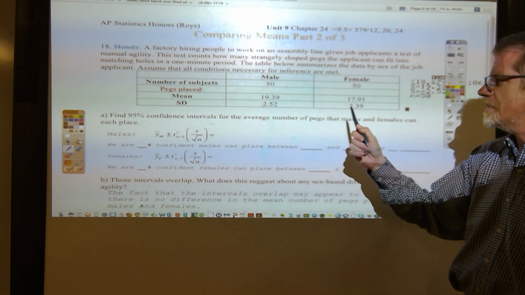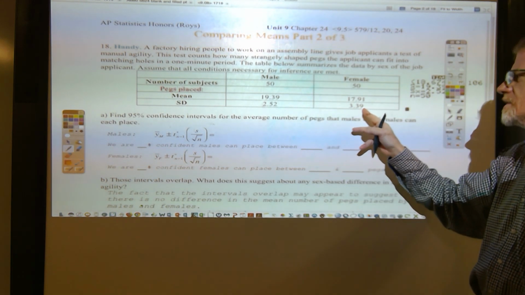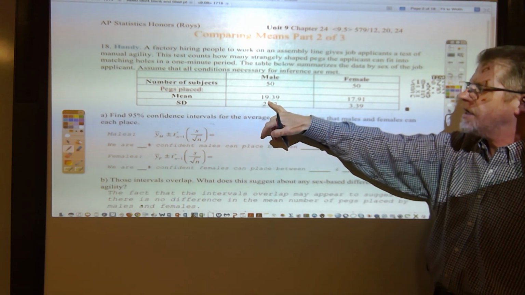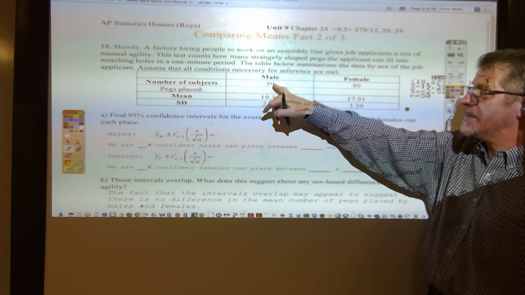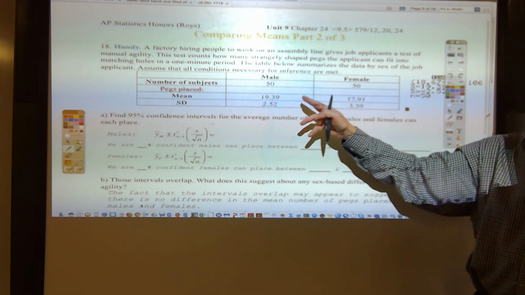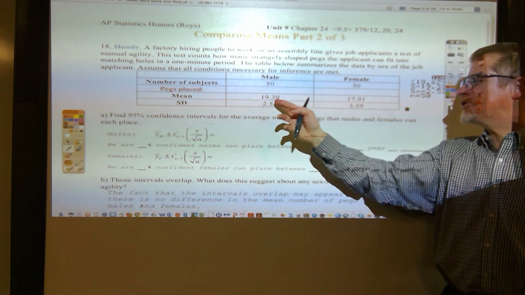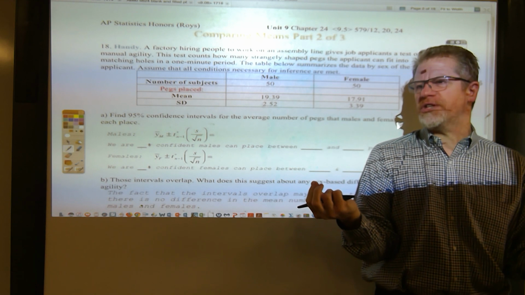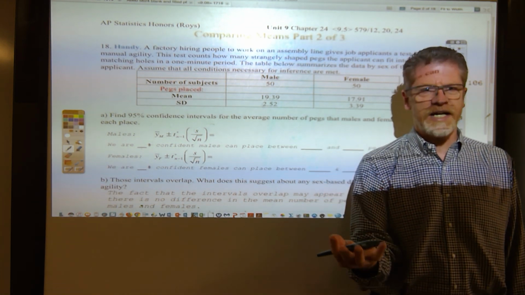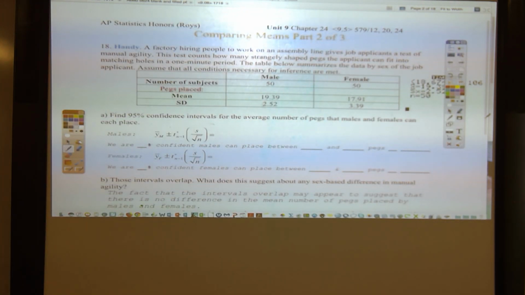Let's type this into our calculator. So if we want to see, is there truly a difference? It kind of looks like for males in this sample, it was 19.39 on average for that sample of 50 males. The female average came out lower, but is that difference statistically significant, or is the difference in sample means something that can be attributed to natural sampling variation? You wouldn't expect the means to be exactly the same anyway.